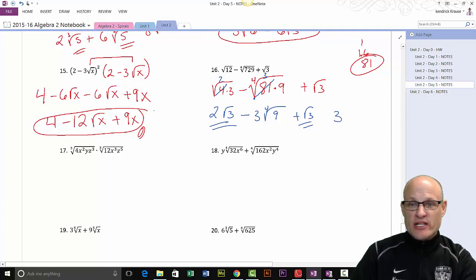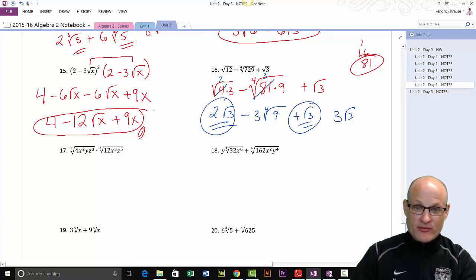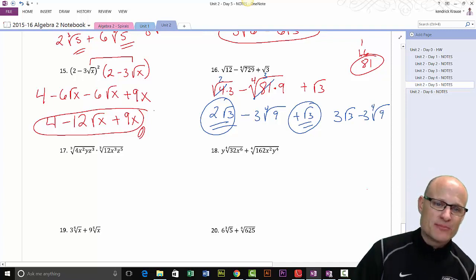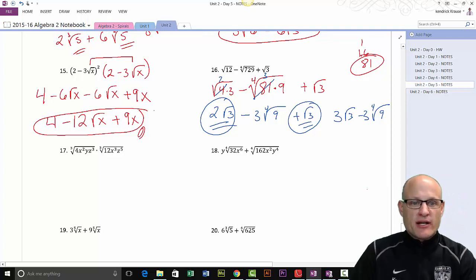So my final answer is this can be combined with this, but these can't be. So it's 3 radical 3. And yes, that's positive radical 3 and positive 2 radical 3. That's 3 radical 3 minus 3 fourth roots of 9. Just don't get those fourth roots and cube roots and all that stuff messed up. Yes, that felt better. All right, so here we go.